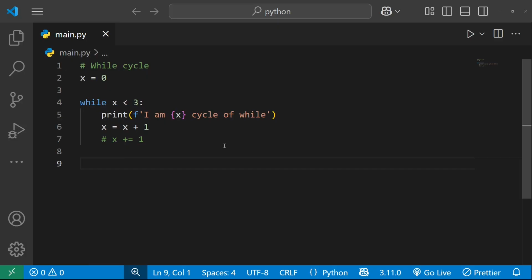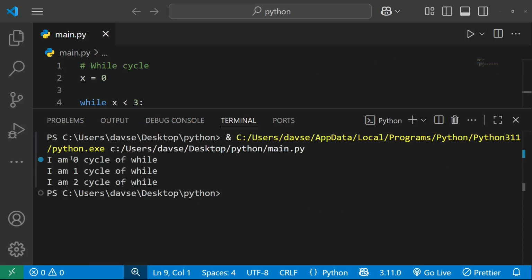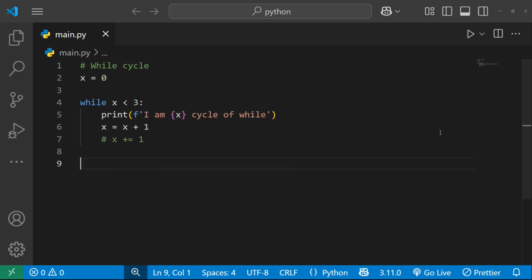I hope you understand. So now I will run it. You can see I am 0 cycle of while, I am first cycle of while, I am second cycle of while. The third isn't here because 3 is less than 3 is false. So it stopped the while cycle.